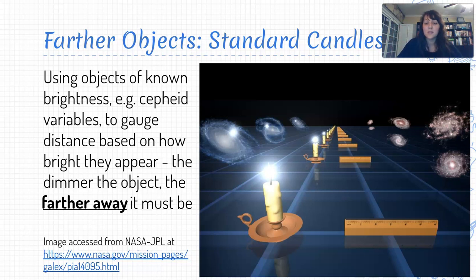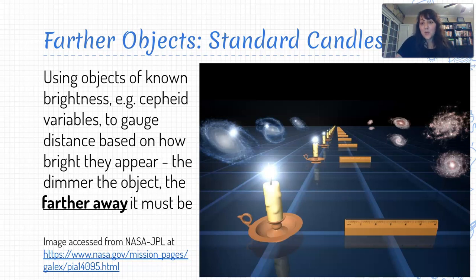And so if we have a few objects where they have very consistent brightness no matter where they are in the universe, we can use those to gauge how far away this whole galaxy is that contains the Cepheid variable, for example. Right. So that's another method that we have available to us. It can get us a little bit farther away and measure distances a little greater than parallax can.